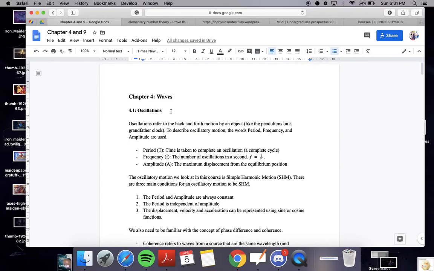Let's get started. So I'll be going through chapters 4 and 9 today because both are relating to waves. The plan is we'll go through chapter 4 first and then into chapter 9 with a break in between.